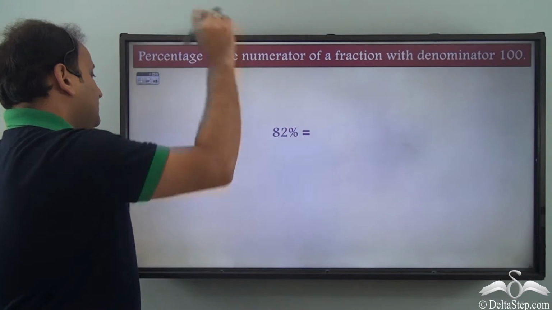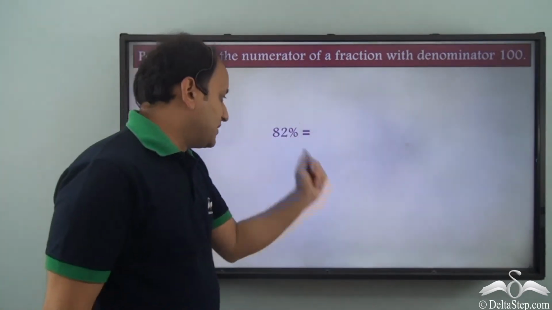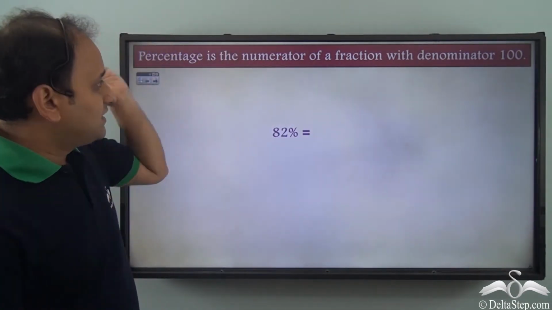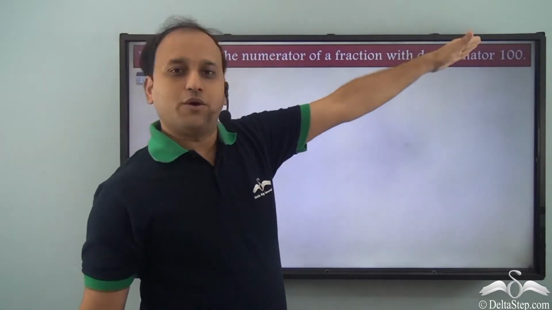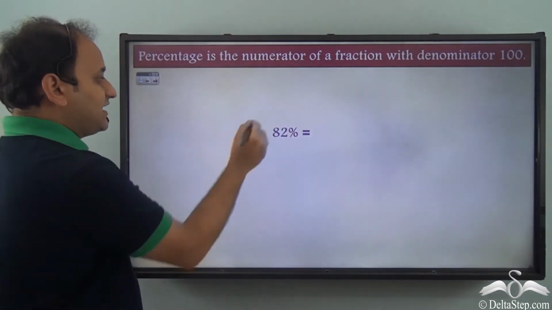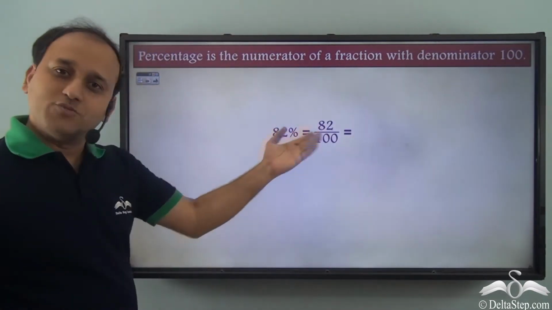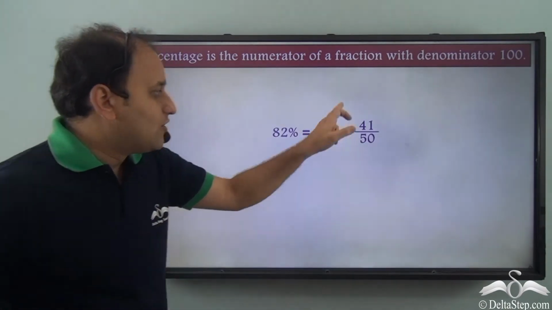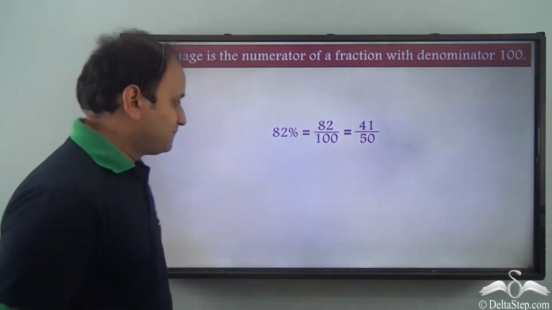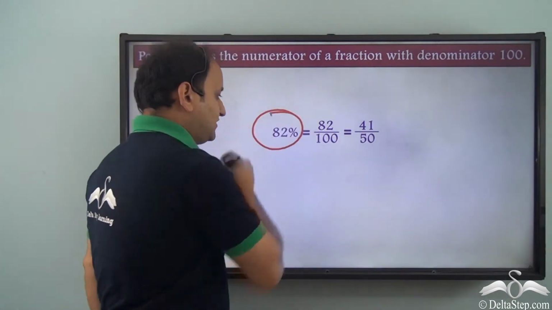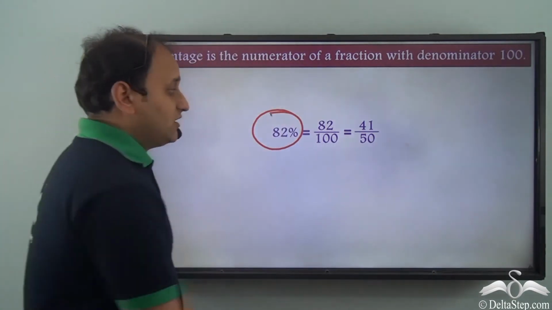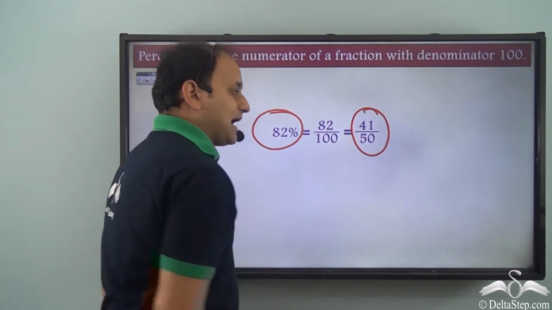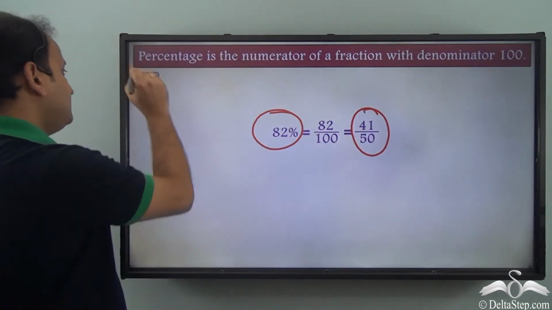So when we say 82%, it is nothing but the numerator of a fraction with denominator 100. So we can write 82% as 82 by 100, and then if we solve this value, what do we get? 41 by 50. So 82% when converted to fraction will give us 41 by 50.